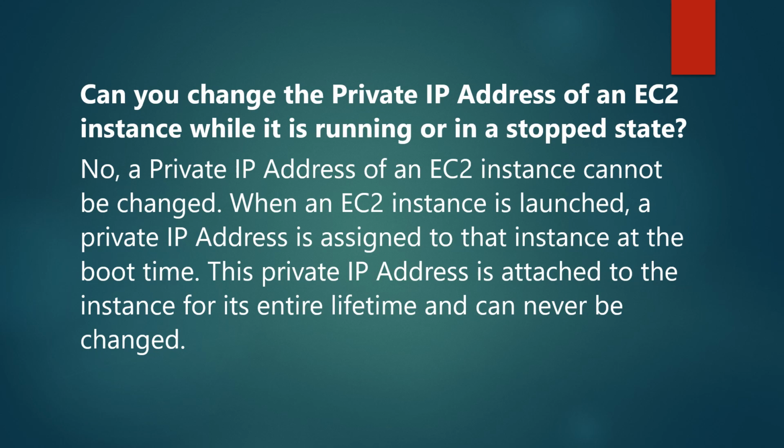Can you change the private IP address of an EC2 instance while it is running or in a stopped state? No. A private IP address of an EC2 instance cannot be changed. When an EC2 instance is launched, a private IP address is assigned to that instance at the boot time. This private IP address is attached to the instance for its entire lifetime and can never be changed.